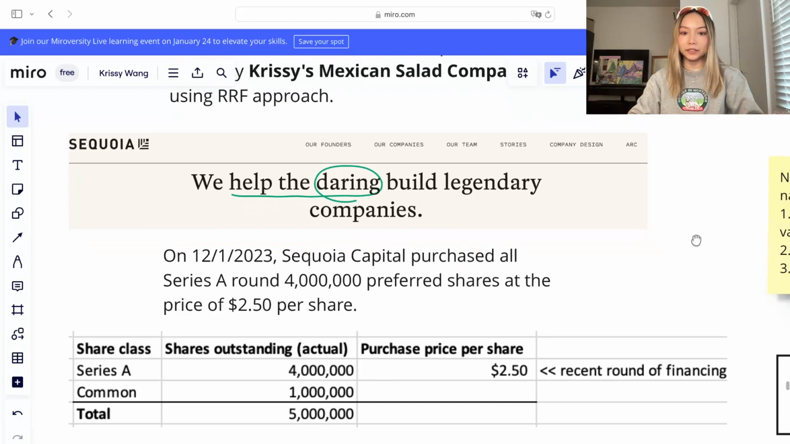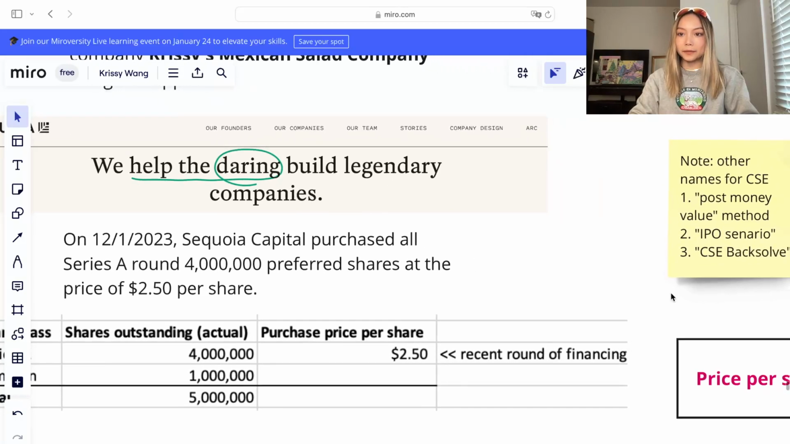Then immediately after the purchase, this recent round of financing, I have my common stock, 1 million shares, let's just say. It's kind of irrelevant how much the purchase price is for my common stock, it doesn't matter because it's no longer recent. The most recent one is the Series A. I sold 4 million shares, and the purchase price that Sequoia paid is $2.50 for each share in the Series A. Recent round of financing, right?